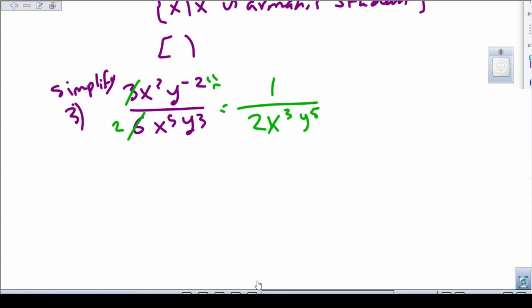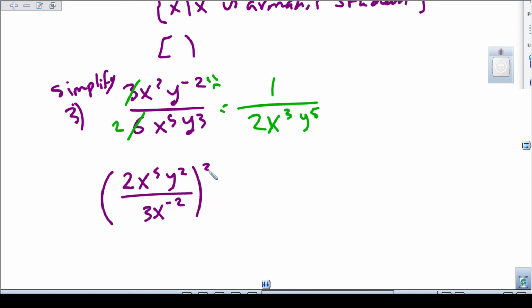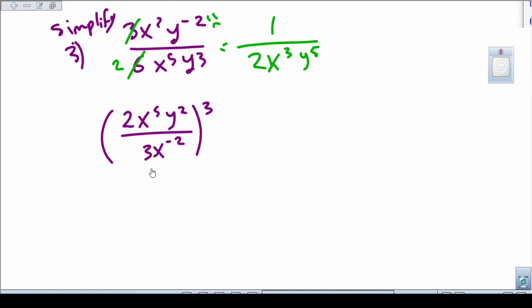Another one that also might show up is something like, let's say, 2x to the fifth y squared divided by 3x to the negative 2, and this whole thing is raised to the third power. So you might want to try this one.